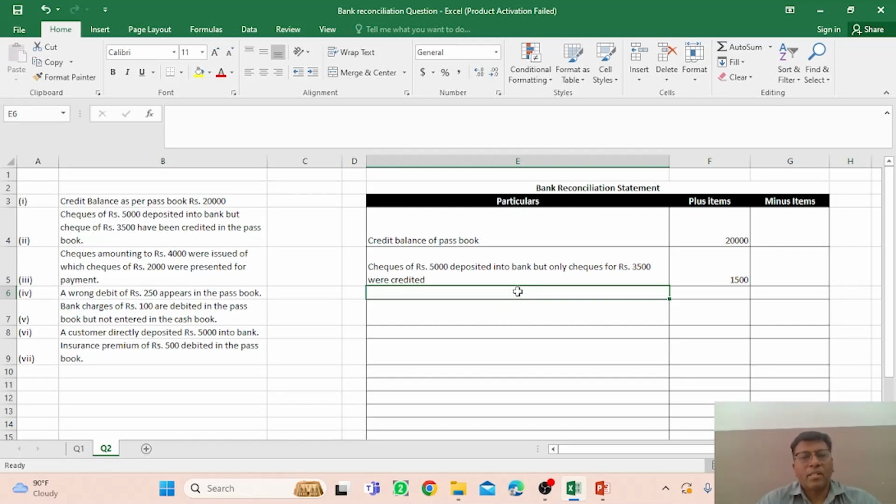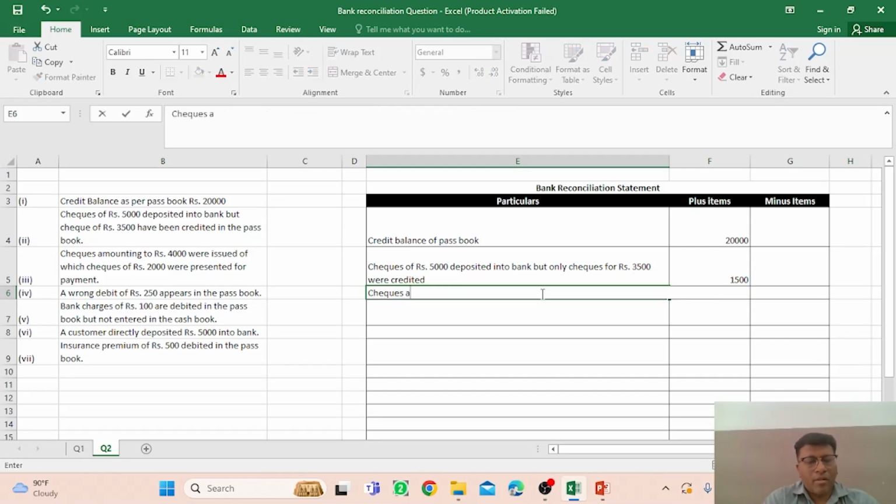So exactly what is the particular effect? The effect is that checks of rupees 4,000 were issued, so the cash book balance is reduced by 4,000, whereas the passbook balance is reduced by only 2,000. So 2,000 rupees you have to mention in the plus items, right? And what is the particular transaction?